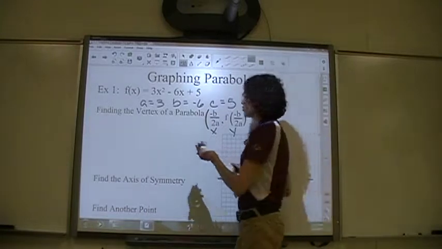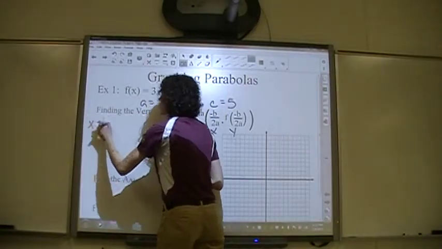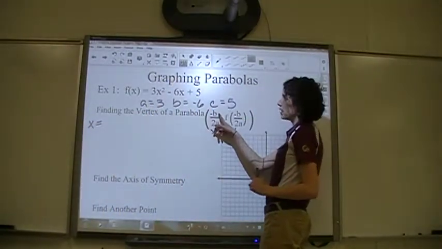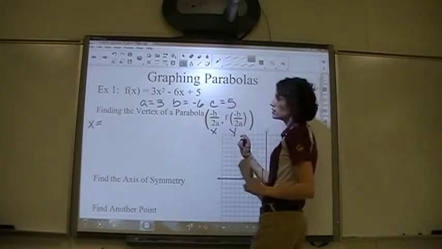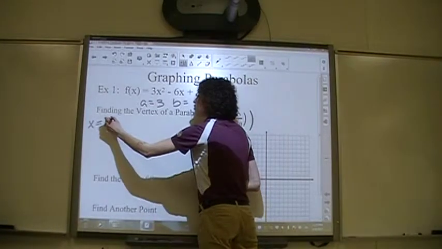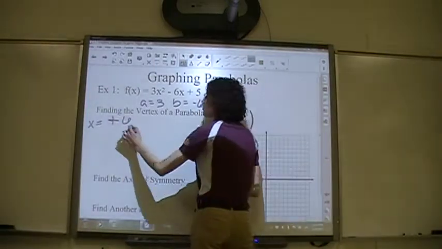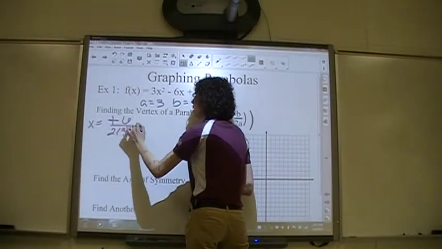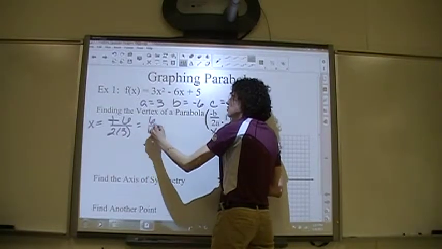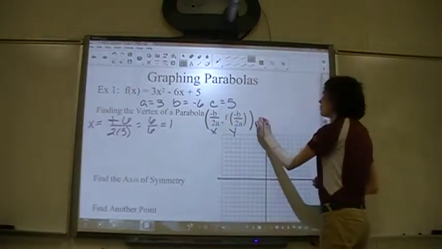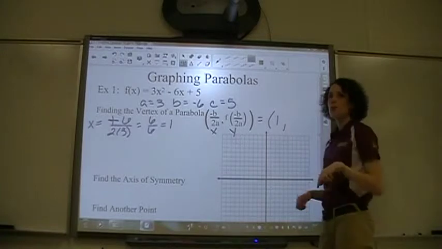So to be able to find your x, go ahead and make it x equals the opposite of b. Our b is negative 6, so it's going to be the opposite of that. So you have a negative of a negative 6, which is really just positive 6, and then all over 2 times 3. So I have 6 over 6, which is going to be 1. So that means the x-coordinate is going to be 1.